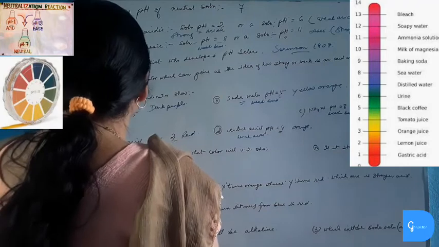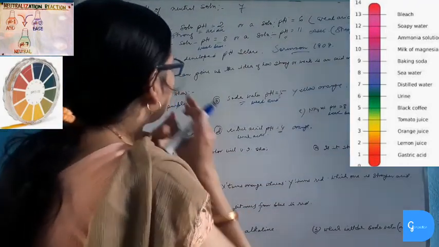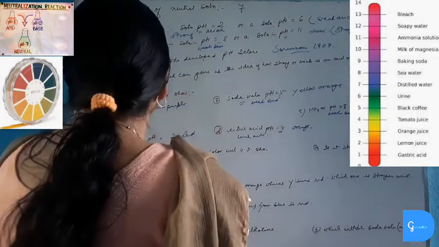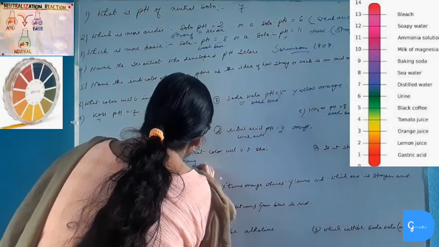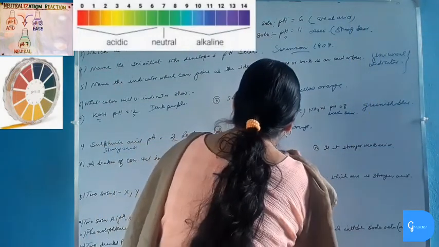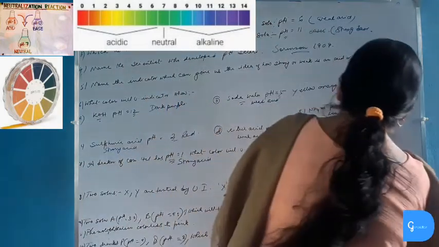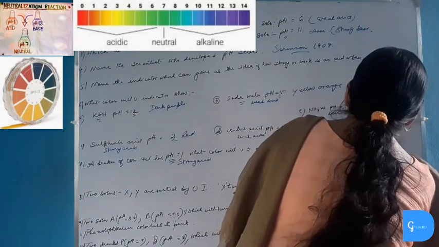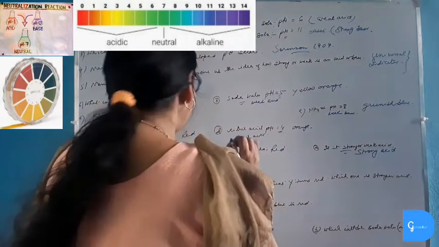A beaker of concentrated hydrochloric acid has pH 1. What color will universal indicator show? pH is equal to 1 means it is a strong acid, and strong acid will have red color. Is it a strong acid or weak acid? It is a strong acid because strong acid shows red color and weak acid shows orange or yellow color.